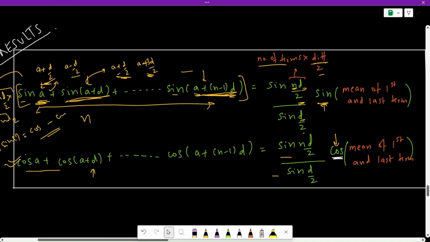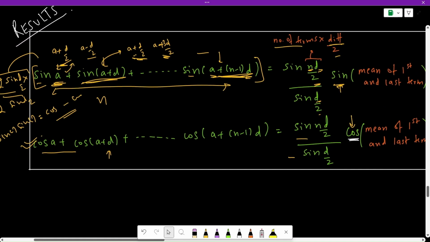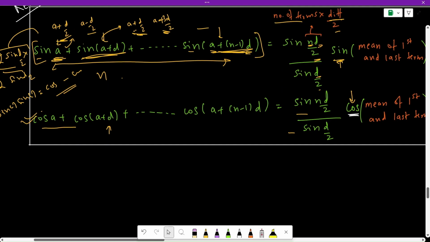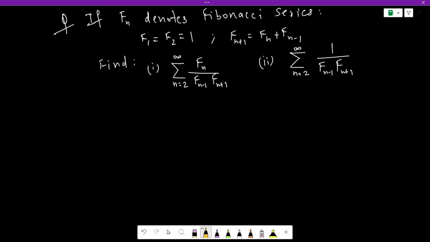So now we have covered the basics, and now let's see some interesting questions. Just let me write it and then we'll come back. So I have written the questions. This is the first question. Here we are given Fn as the Fibonacci series, and these are the relations. Fn plus 1 equals Fn plus Fn minus 1. This is the Fibonacci series basically. Now you have to find these two values. So try it yourself and then we will solve it.